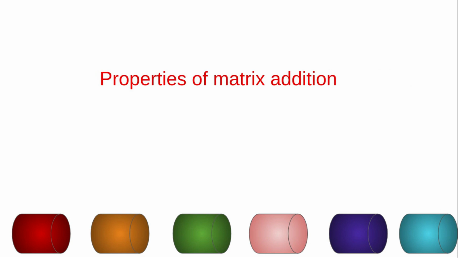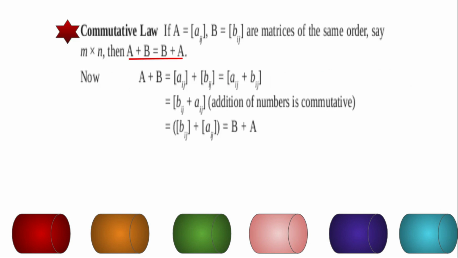Properties of matrix addition. First property, commutative property or commutative law. Consider two matrices A and B. Addition satisfies the commutative property, that is A plus B is equal to B plus A. If A equal to matrix Aij, B equal to matrix Bij are two matrices of the same order. To add, the order of the matrices must be the same. A and B are of the same order. Okay, let it be m by n. Then A plus B is equal to B plus A.